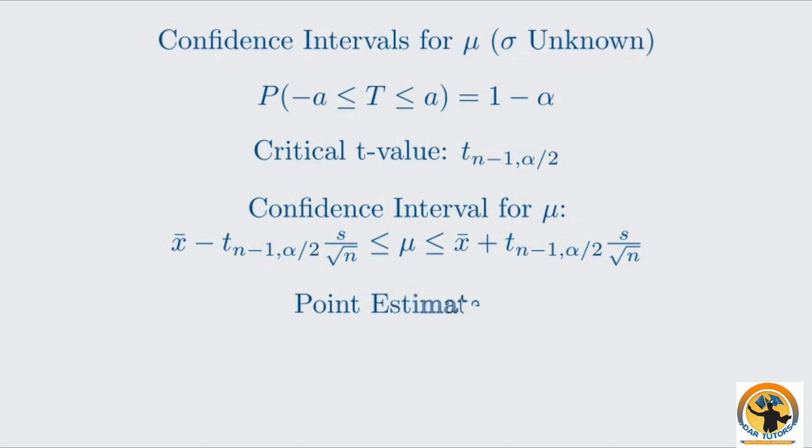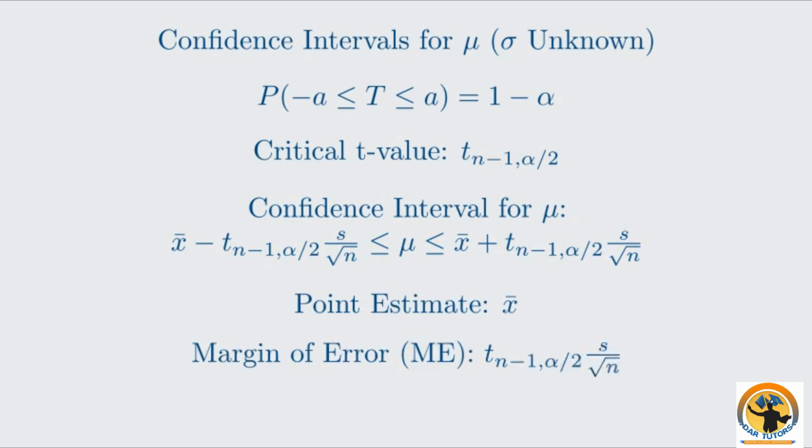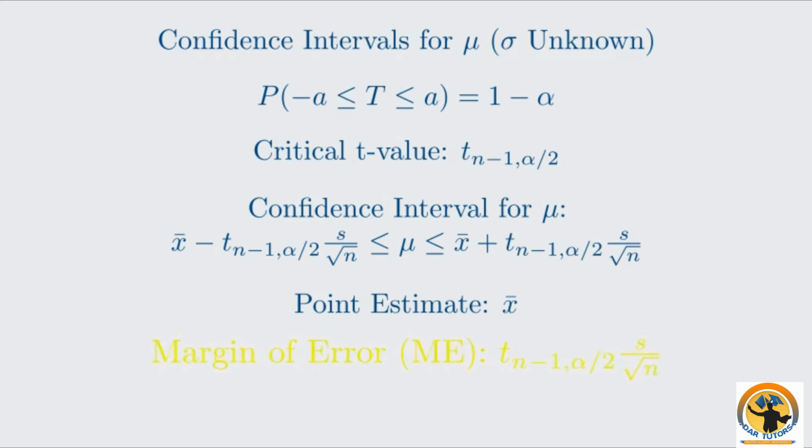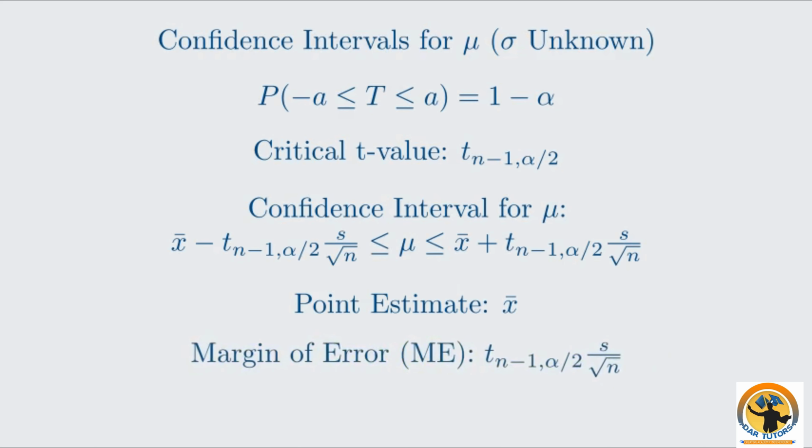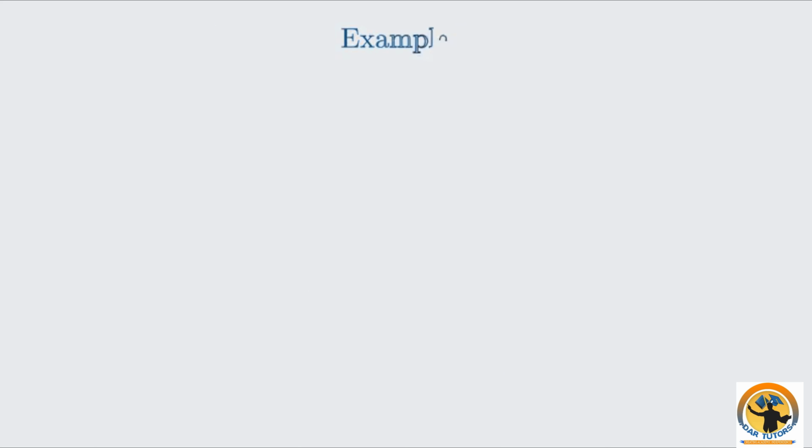The first part, x bar, is our point estimate for mu. The second part, plus or minus the critical t value times the standard error, is the margin of error. The standard error, s over root n, is an estimate of the standard deviation of the sampling distribution of the sample means. Let's work through an example to see how to apply this formula.